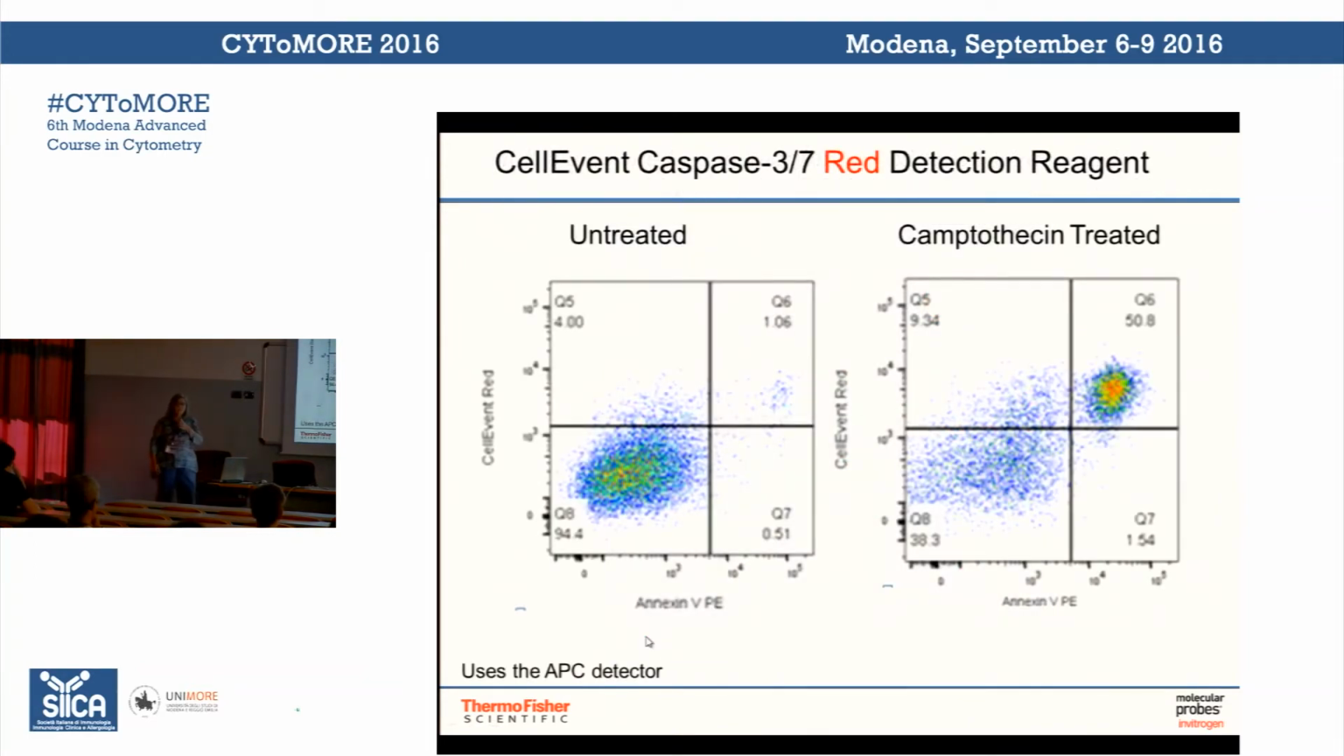So the caspase red, this is a newer reagent that was just released in the last couple of weeks. This is using the APC detector, but it has the same mechanism as the CellEvent green.